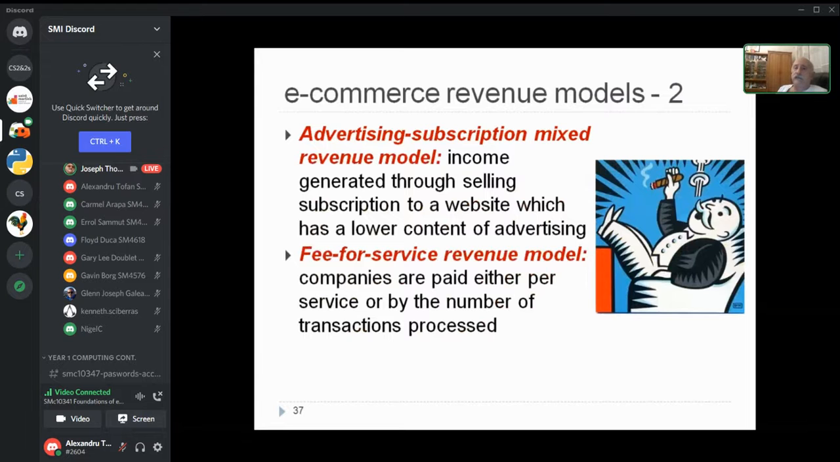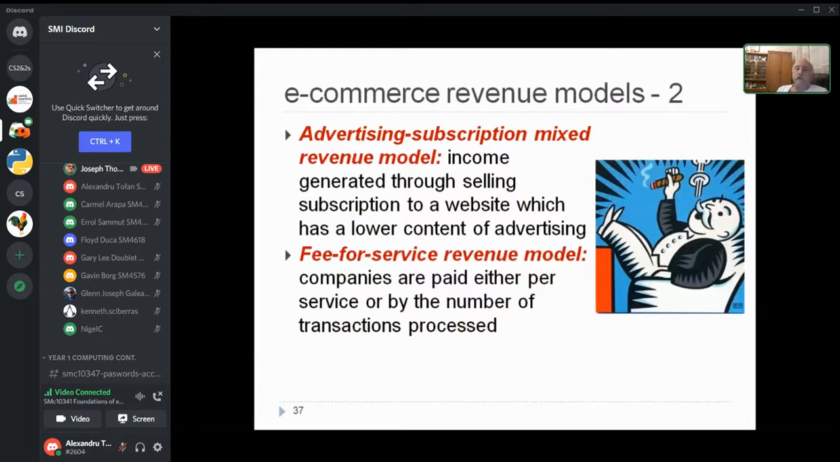Other revenue models, an advertising subscription mixed revenue model. This is where income is derived through subscriptions, but also through advertising. Now, because people are subscribing to these sites, the content of advertising will be much lower, right? Because there is money being made from subscriptions, and obviously people who are subscribing don't want to be bombarded by a lot of adverts. And the final model is a fee-for-service revenue model.